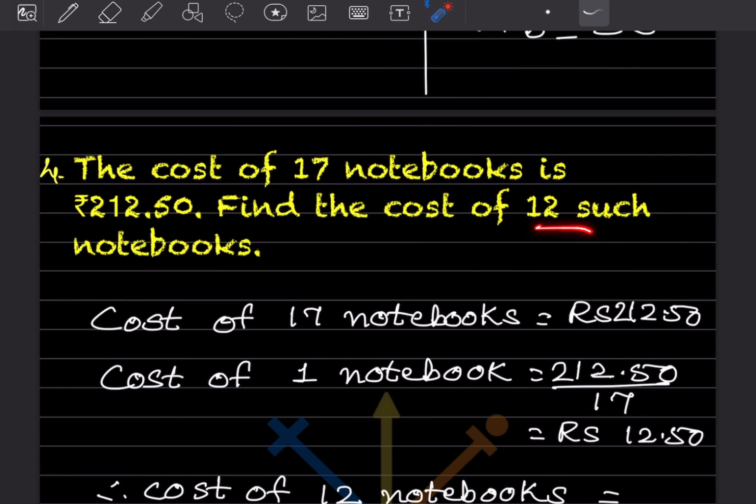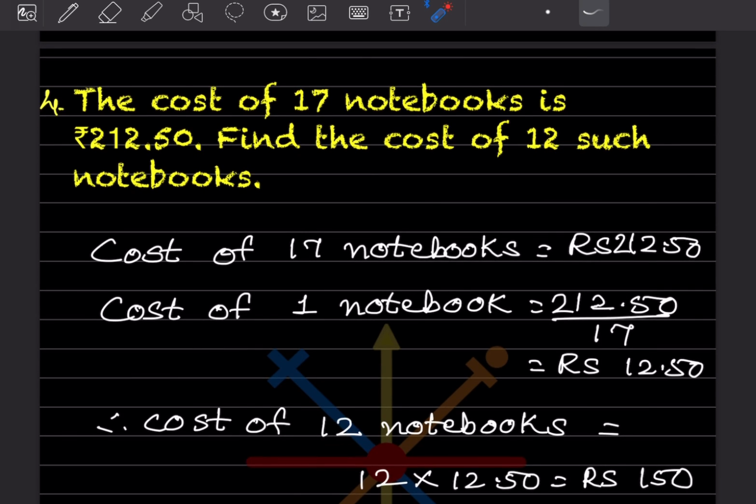So we want the cost of 12. The cost of one notebook is 12.50. So the cost of 12 notebooks, again here you will cross multiply. So that will be 12 into 12.50 divided by 1. We don't have to do that. So that will be 150.